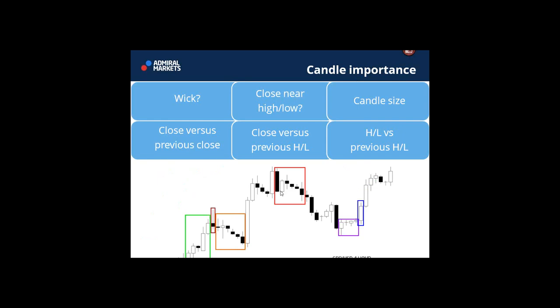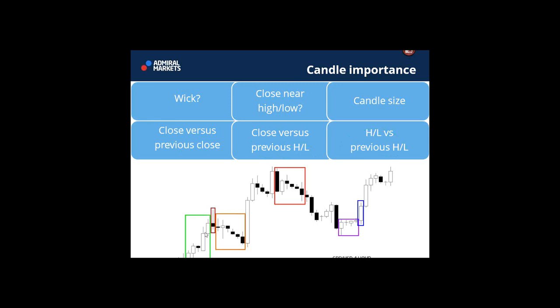So besides, now you saw a practical example that we discussed in live webinars Monday, Tuesday, Wednesday. So let's take a look at other aspects that are important when discussing this. You can see that the wick was important. The close near the high and low was important. The candle size was important, but also other things like the close versus the previous close. All right? The close versus the previous high and low, and the current high and low versus the previous high and low. So let's take a look at some examples.